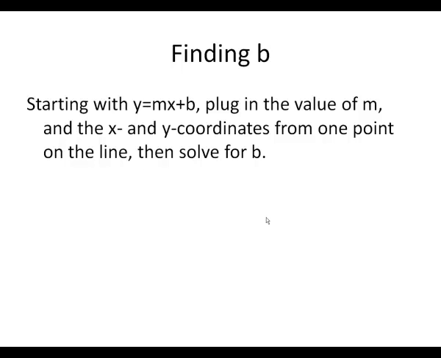The second step is to find the b value, which is the y-coordinate of the y-intercept. To do this, we're going to start with our slope-intercept form, which is y equals mx plus b. And at this point, we'll know the value of m, because that was our first step. And we also have to be given a point on the line, and every point contains an x-coordinate and a y-coordinate. So we could plug those in for the x and the y in that slope-intercept equation, and that would leave us with only b as the unknown value, and we could solve for the b value.